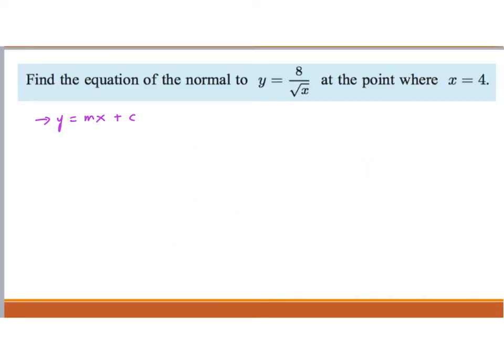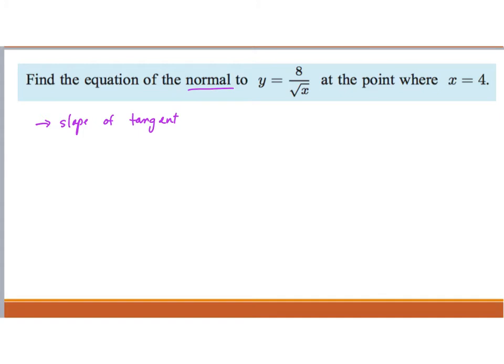When we write the equation of a line, we can use different forms. For this problem, let's use the more common y equals mx plus c, in which case we need to look for two things. We need to look for m, which is the slope, and c, which is the y-intercept. For this problem, the only way to look for the slope of the normal line is to first find the slope of the tangent line using the derivative process.